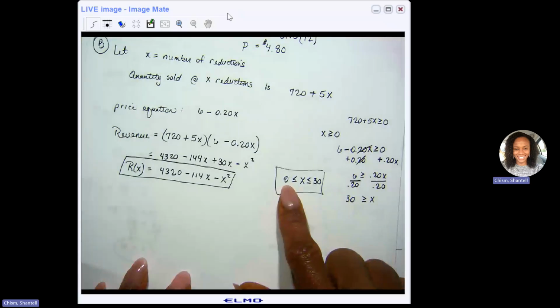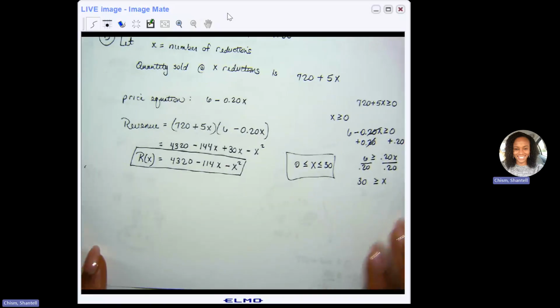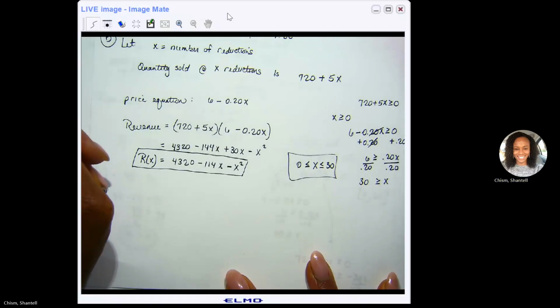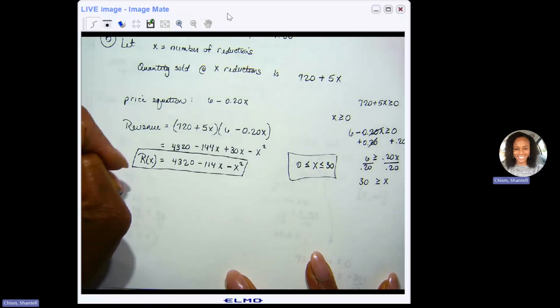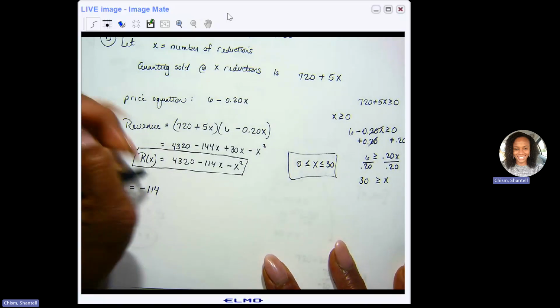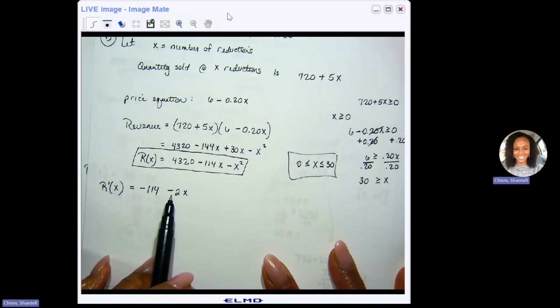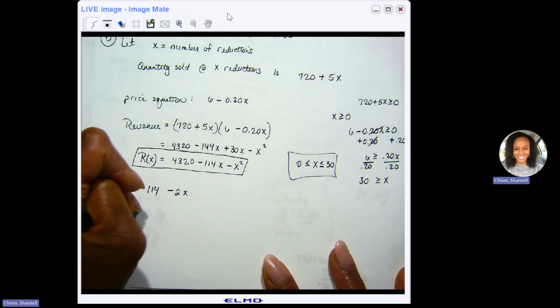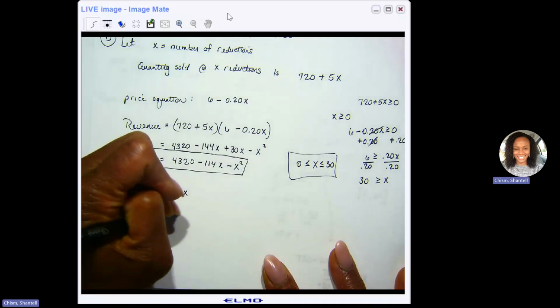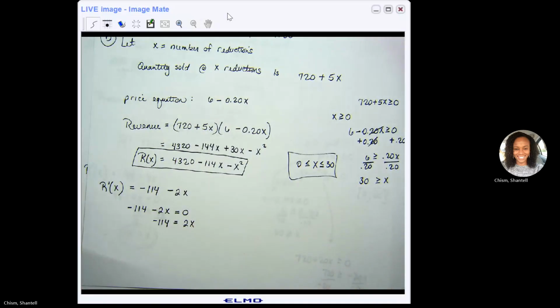Okay. So in addition to checking these endpoints for absolute max, or for our maximization of the revenue function, we also may consider where we have the derivative equal to 0. So let's find the derivative. The derivative of the revenue function will be a minus 114, and this one will be a minus 2X. Okay? So then we will place that equal to 0 to solve. I'm going to take the 2X over here, and then I am going to divide by 2.